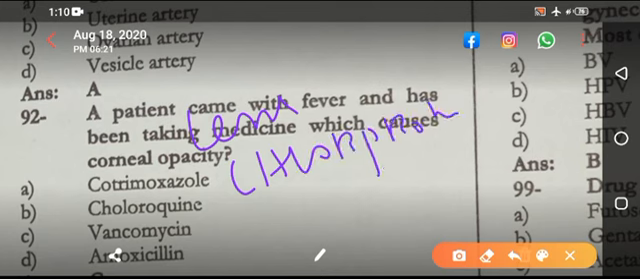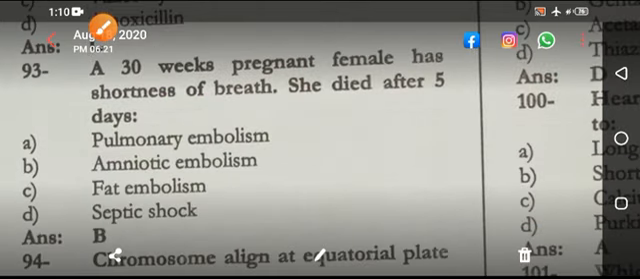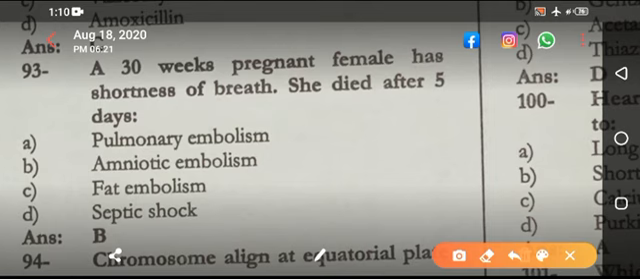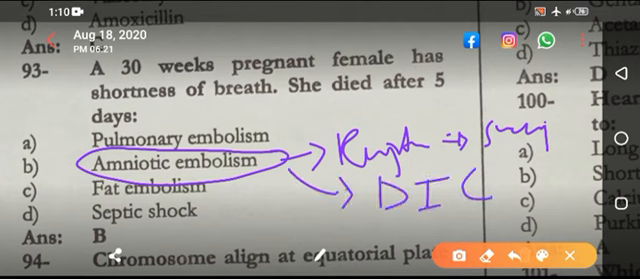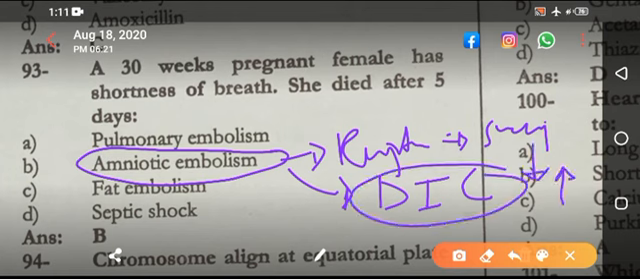But over here a patient is having fever, so it is chloroquine, because chlorpromazine and phenothiazine are not used in case of fever. 30 weeks pregnant female has shortness of breath. Now focus on this scenario. Amniotic fluid embolism occurs when there is a rupture of membrane and there is sucking of the amniotic fluid or amniotic cell that causes embolism, and there is DIC. Focus on this for amniotic fluid embolism. There is a picture of DIC. You are having decreased platelet, increased APTT, increased FDPs, and decreased fibrinogen.